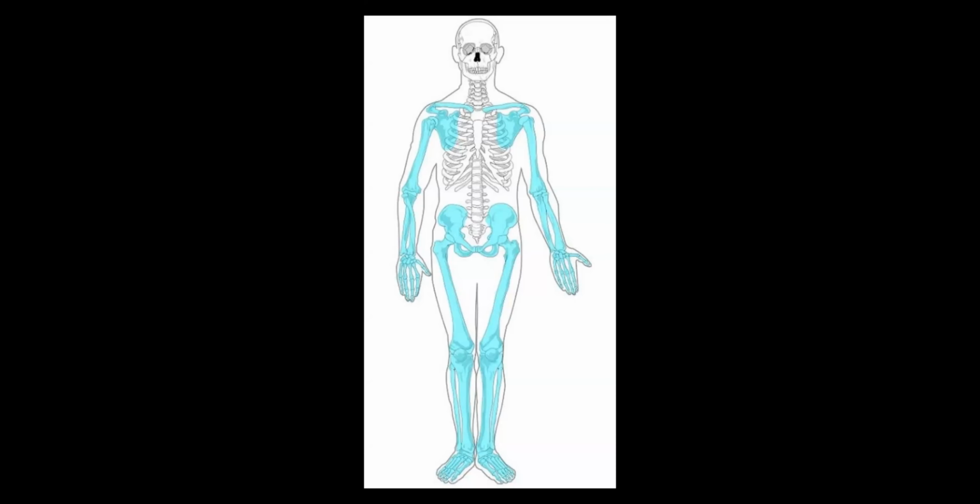Now let me begin first with the pectoral girdle. If you have a look at it, in your shoulder region, this girdle connecting your forelimbs with the axial skeleton is called the pectoral girdle. So let's talk about the pectoral girdle first.